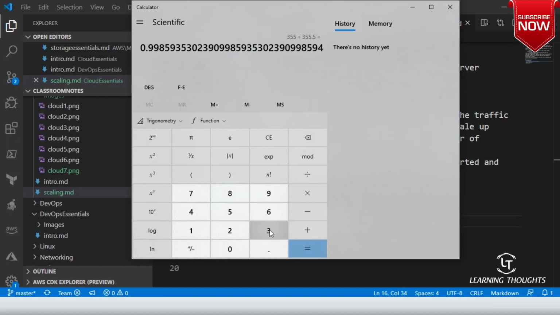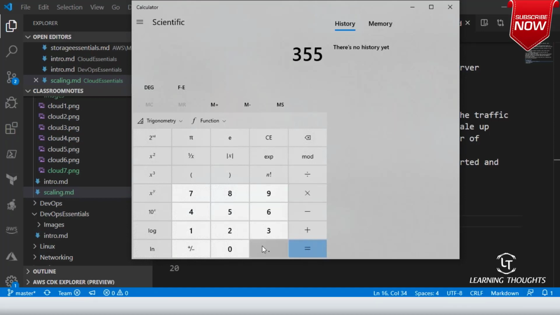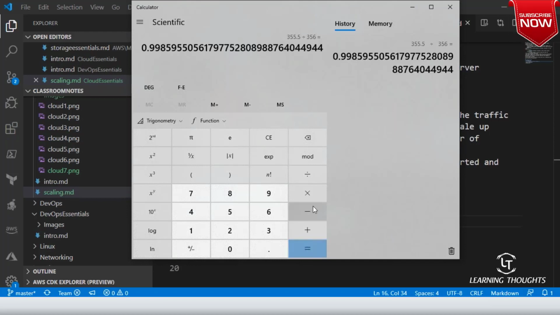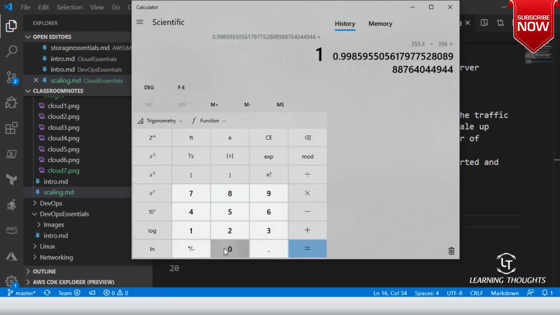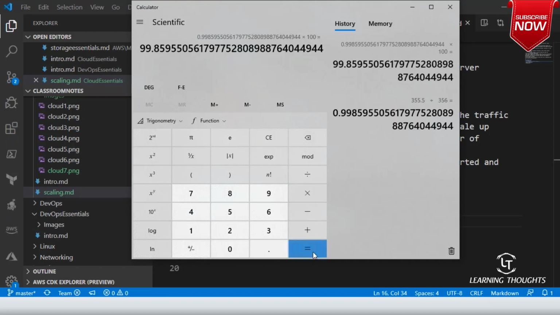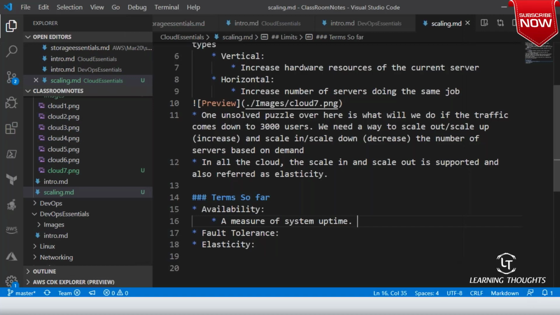355.5 divided by 356. Okay. Now, since it is a percentage, you can multiply it by 100. So your system is available for 99.86% of the time. So it is a measure of system uptime.